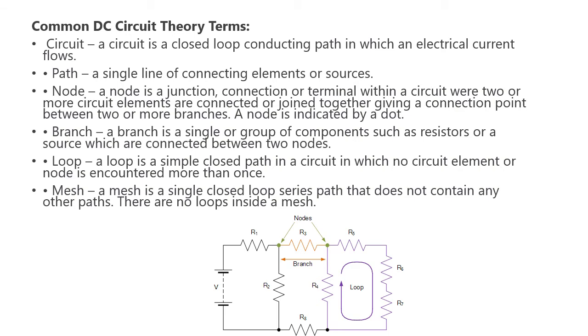Then node. A node is a junction or connecting terminal within a circuit where two or more circuit elements are connected or joined together, giving a connection point between two or more branches. A node is indicated by a dot. Here this is the node. Here we have indicated it by a dot. So this one is also a node.